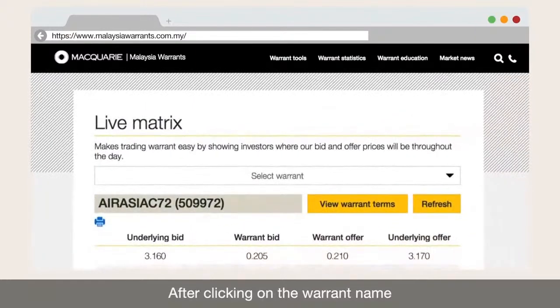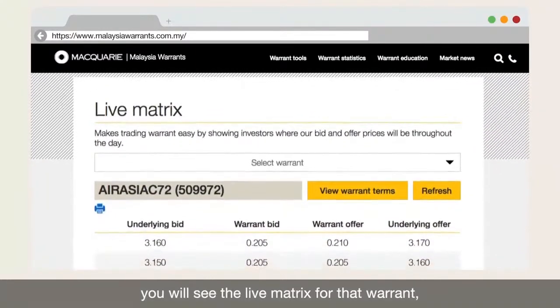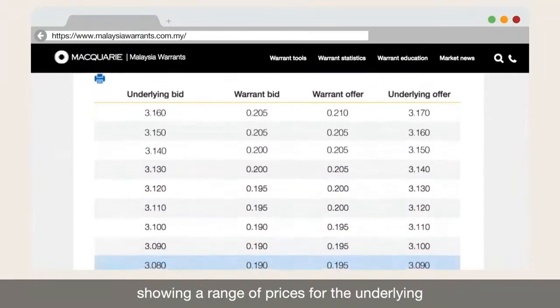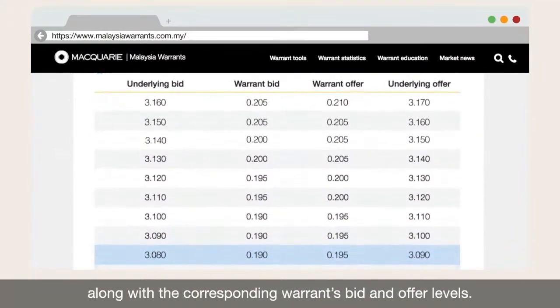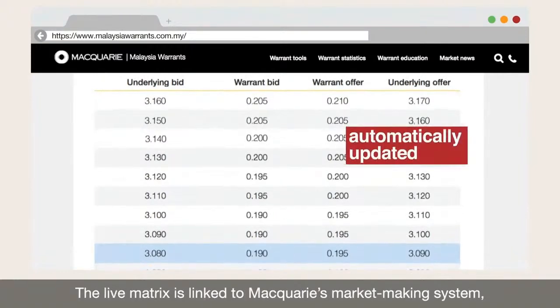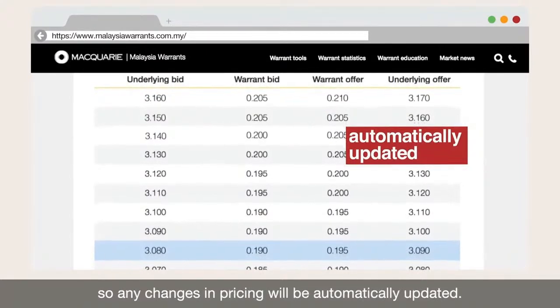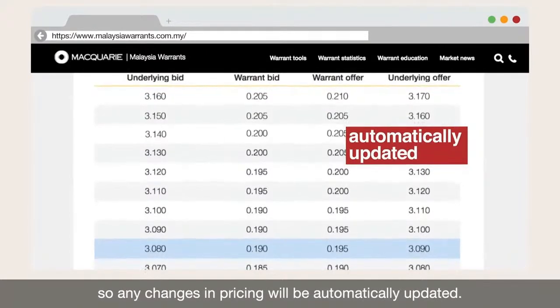After clicking on the warrant name, you will see the live matrix for that warrant, showing a range of prices for the underlying along with the corresponding warrant's bid and offer levels. The live matrix is linked to Macquarie's market-making system, so any changes in pricing will be automatically updated.